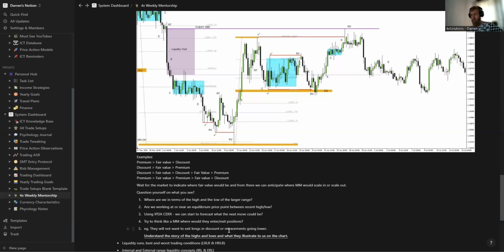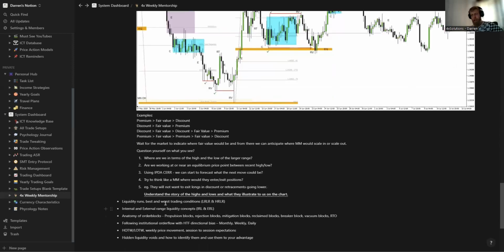They need to accumulate or distribute price so that they can build in their order for a longer period of time. And this is to understand the story of highs and lows and what they illustrate to us on the chart. So it's like a story being told, really. You could go to any sort of time frame and look, like with your exercise. I feel like if you do your exercise, this is going to make a lot more sense to you.